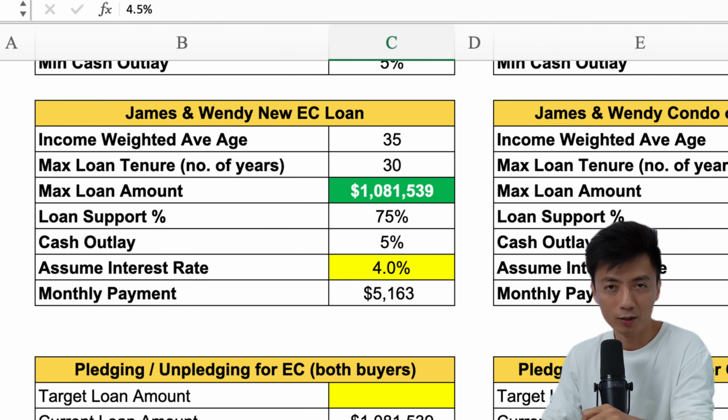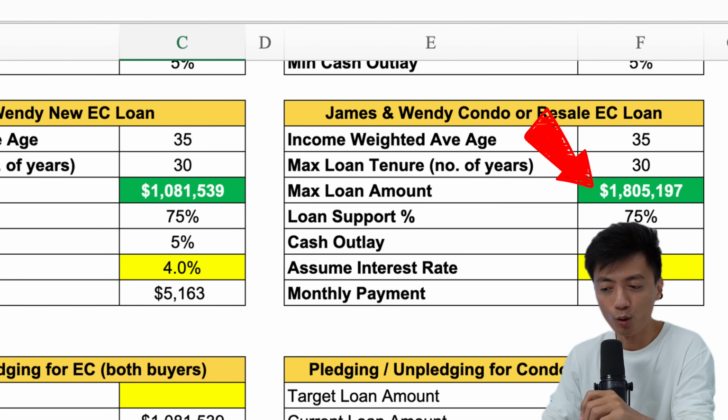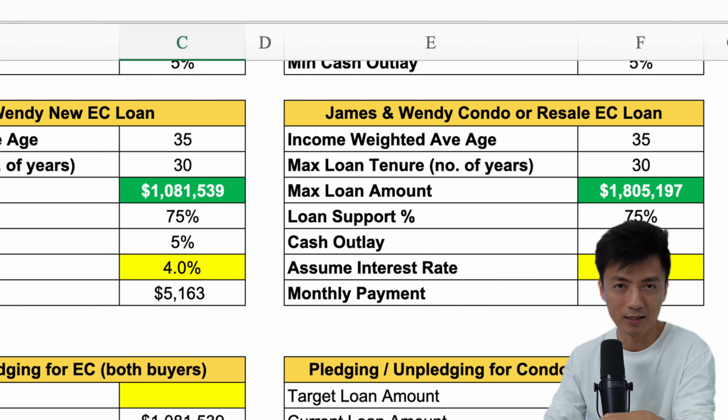So I've included this portion for this Excel tool because for buyers who are assessing the affordability options for a new EC, you may find that purchasing a resale EC or a new condo might actually be more affordable because your loan is higher. So at least that's an additional option for you to consider.